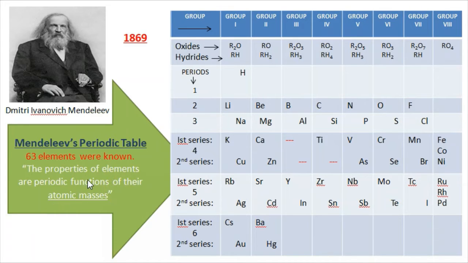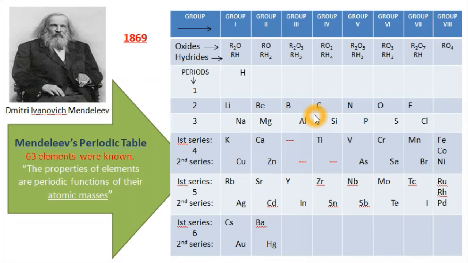Now, what does he mean by this? He told that if elements are arranged in the order of increasing atomic masses, as you can see in this Mendeleev's periodic table, what happens? The properties repeat at regular intervals. See, there's a difference between Newlands' law and Mendeleev's law.